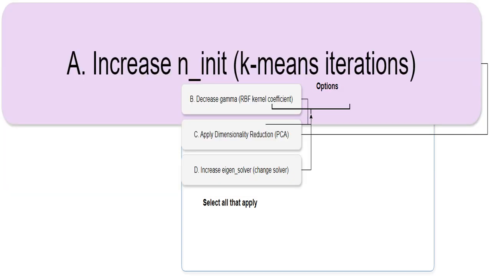Increasing n_init affects the K-means step, which is the final stage of spectral clustering. More iterations mean a better chance of finding the optimal cluster centers. However, this doesn't directly influence how the algorithm responds to the initial choice of the number of clusters. It only refines the final placement of points. It is only improving the results for a fixed number of clusters.